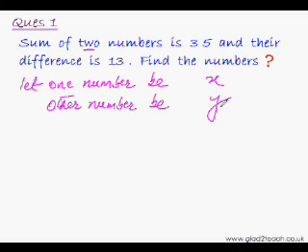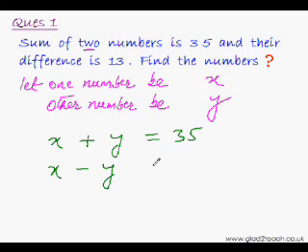Now that we have assigned the variables, the next step would be to create the equations. And since here there are two variables, we need two equations. Sum of two numbers is 35. That means x plus y is equal to 35. And their difference is 13. So x minus y is equal to 13.